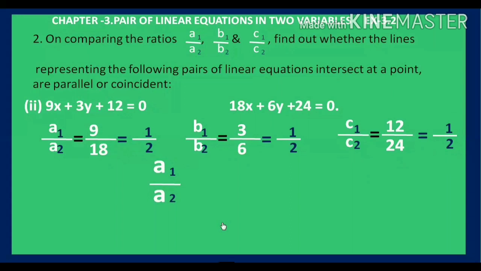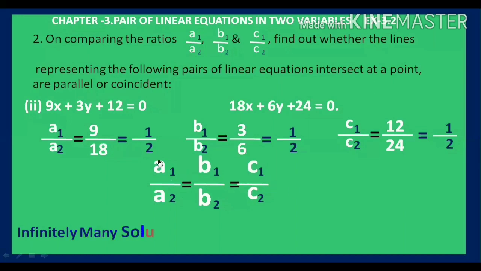So here if we compare a1 upon a2 is equal to b1 upon b2, then we look at c1 upon c2. So that is also equal. All three are equal: a1 upon a2 is equal to b1 upon b2 is equal to c1 upon c2. In that case, we get infinitely many solutions. Whenever all three ratios are equal, the system has infinitely many solutions.